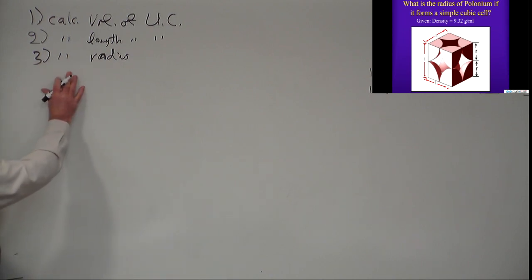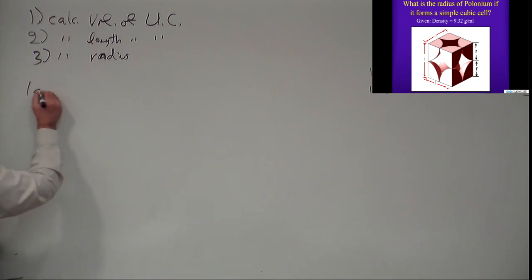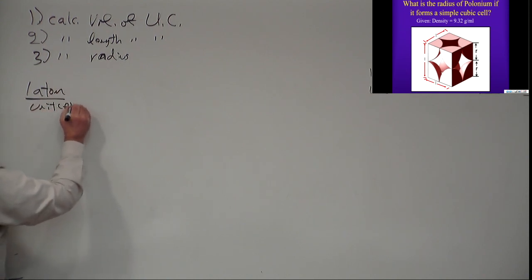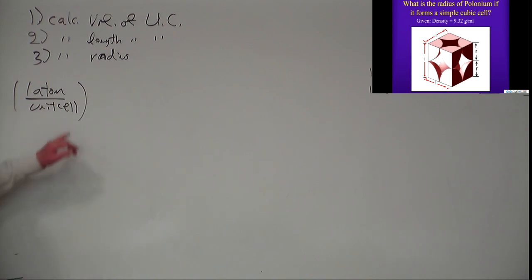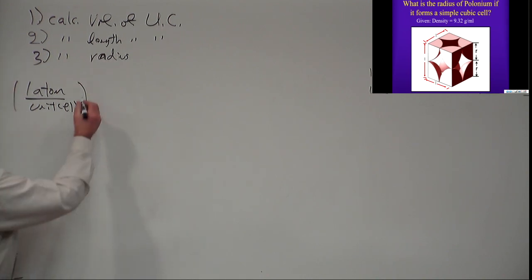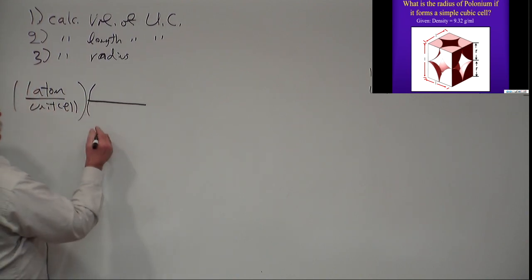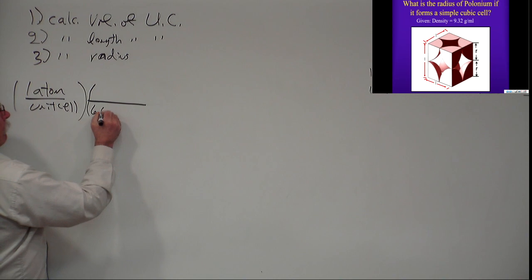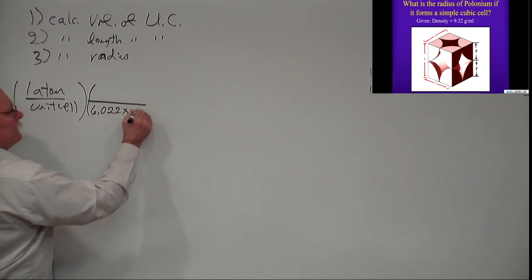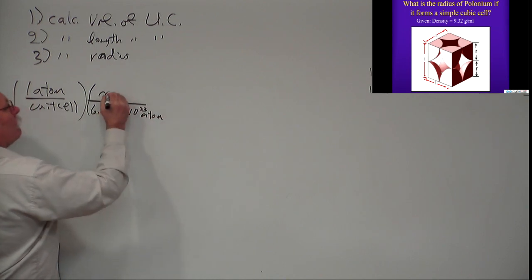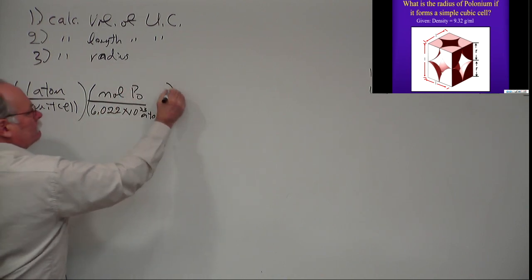Okay, so for this simple primitive, we have 1 atom per unit cell. Now, if it was a body-centered, there would be 2 atoms per unit cell. If it was a face-centered, there would be 4 atoms per unit cell. Now we need to calculate the number of moles in a unit cell. So we know that there are 6.022 times 10 to the 23rd atoms per mole of polonium.